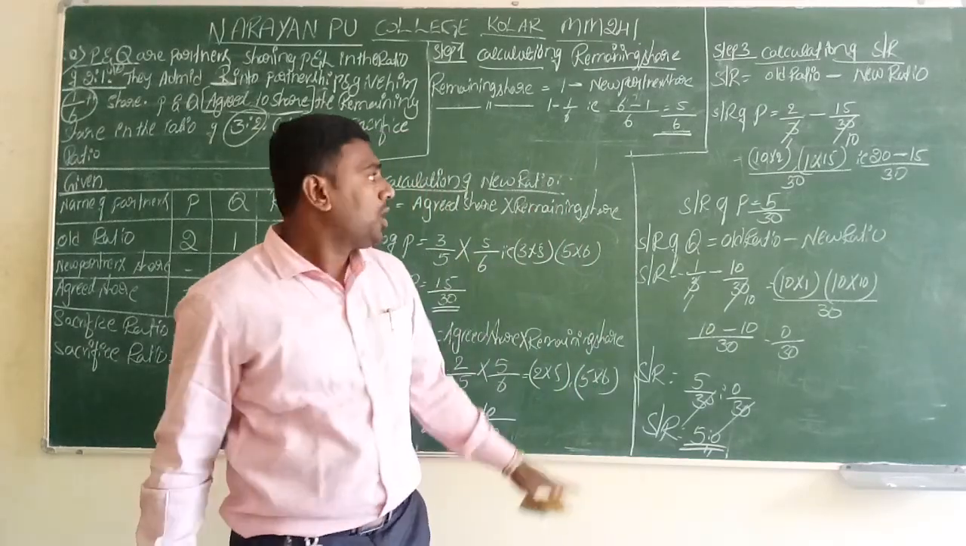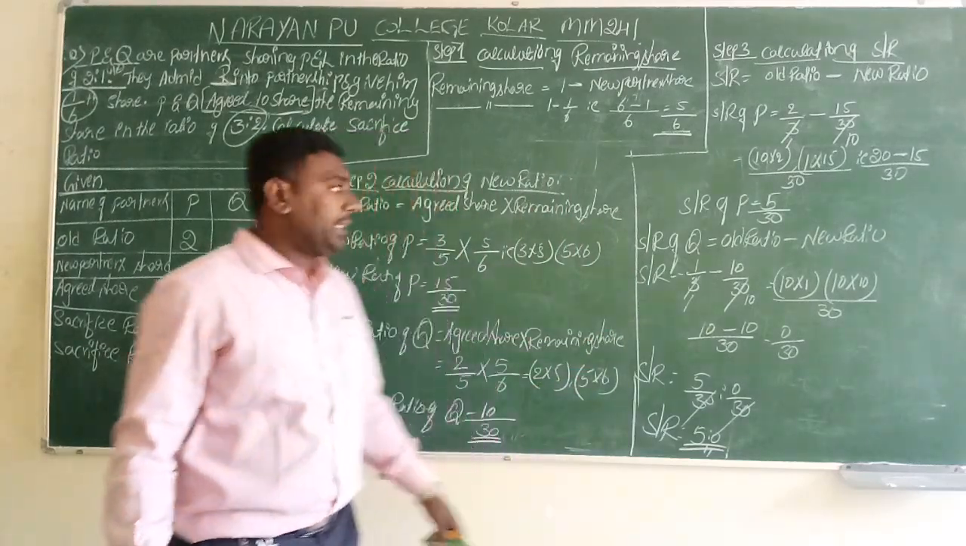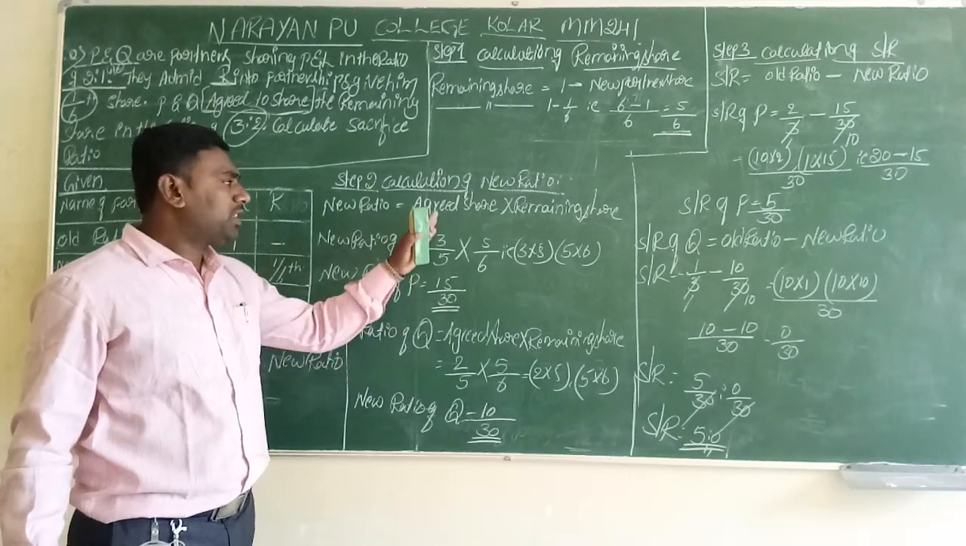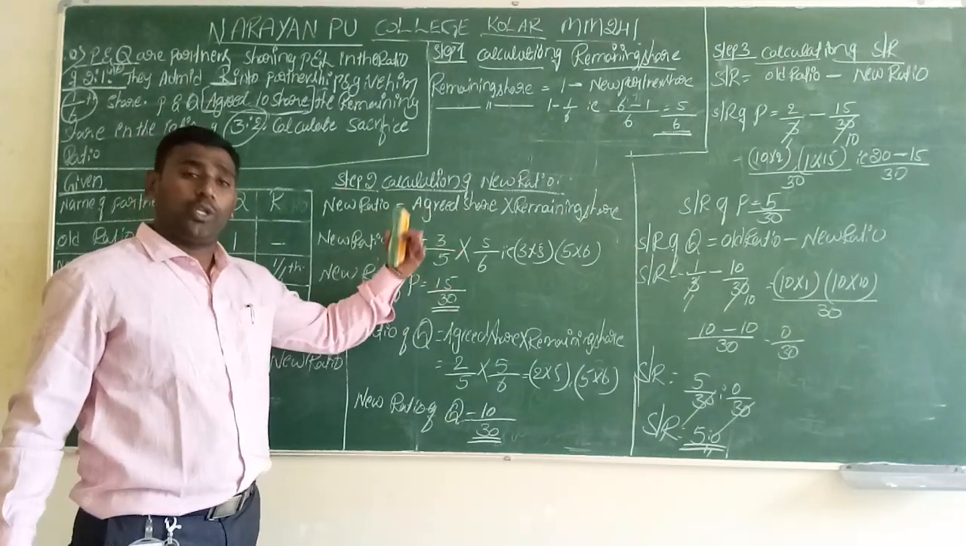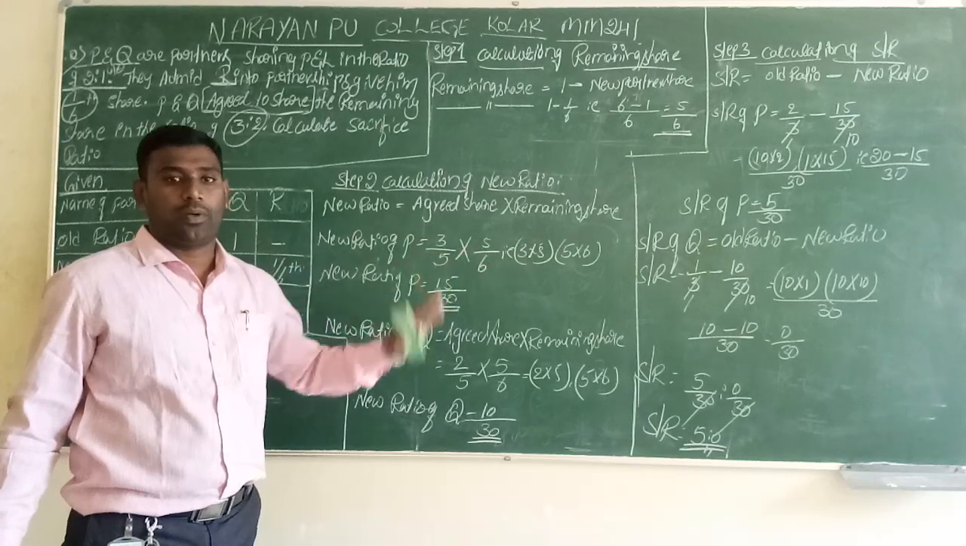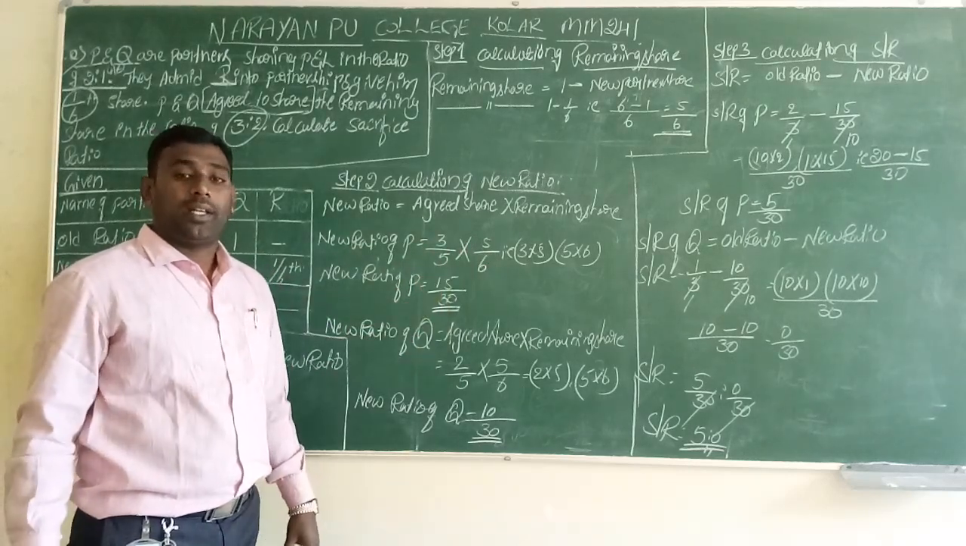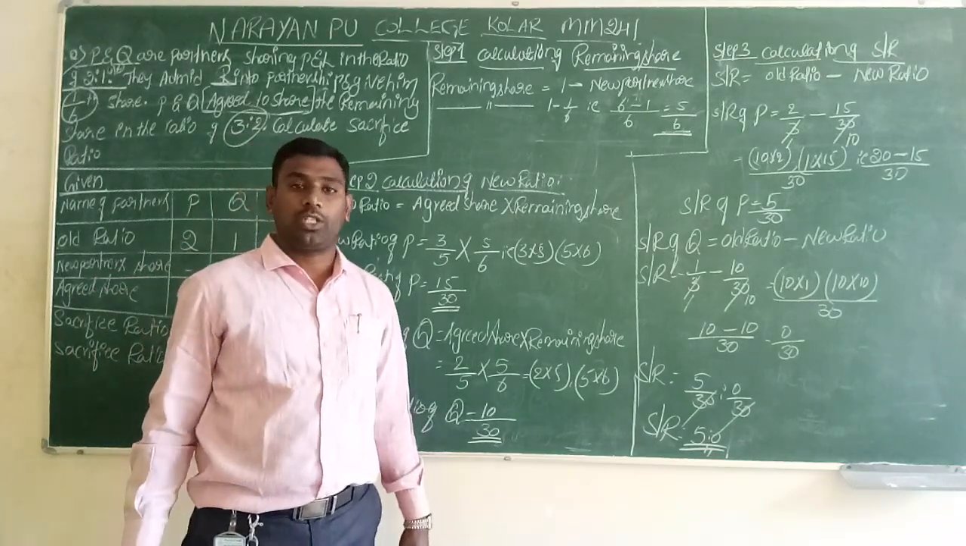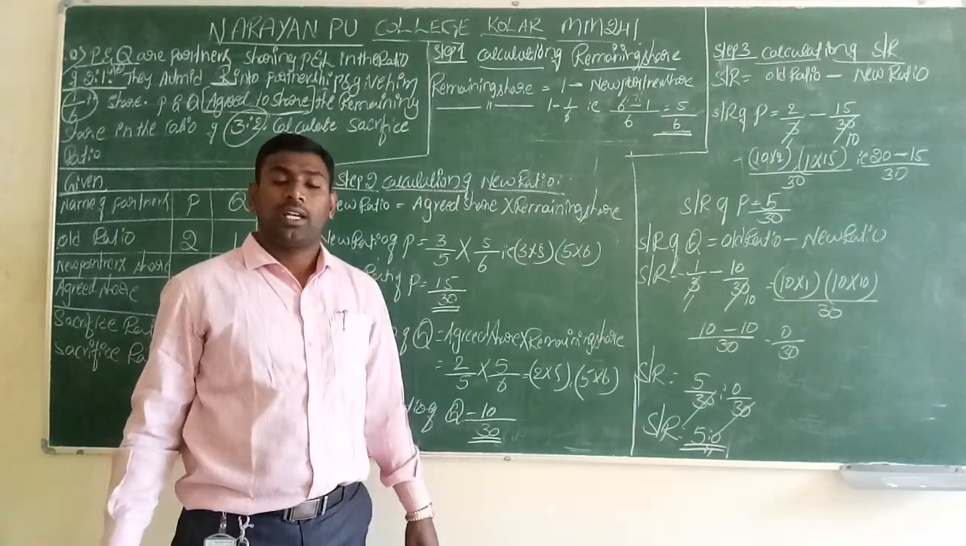Right. So, this is the second question. I think both questions have been understood by you. With the help of this, you have to make new imaginary values and calculate the sacrifice ratio. In the next video, we will move to a new topic, that is new profit sharing ratio with different cases.